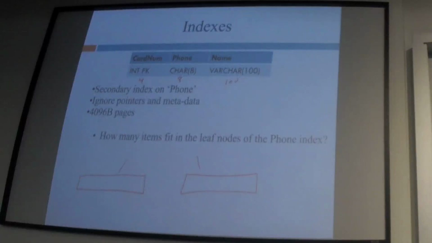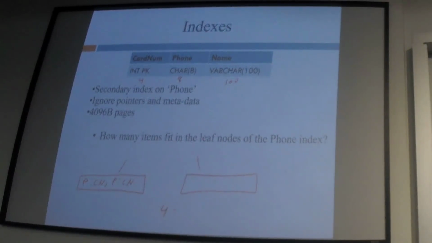So this is a secondary index. Secondary index doesn't store the whole table row. All it needs to store is the secondary key, which is a phone number, and map it to the primary key, which is a card number. So it'll have a bunch of those phone, card num pairs. So how many of those fit into 4096?